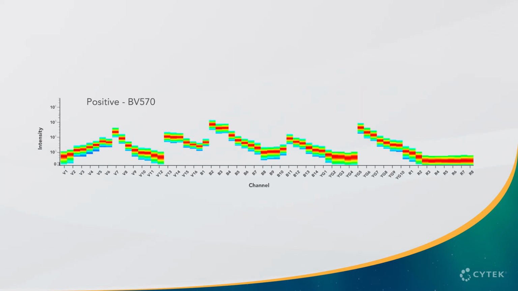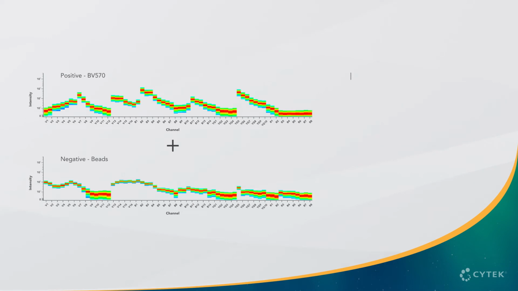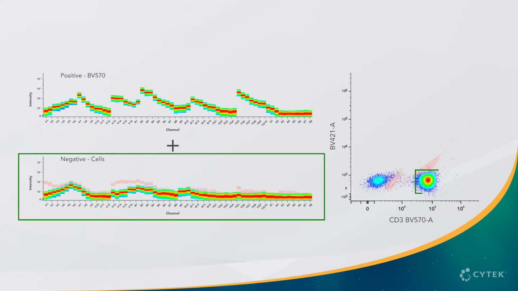For example, here we show a CD3 BV570 reference control stained on cells in which beads were added and used as the negative population. When unmixed, there is a clear unmixing error in the CD3 positive population. However, when a matching cell-negative population is used, proper unmixing is achieved. Notice that not only is the CD3 positive population resolved, but the negative population is also corrected.